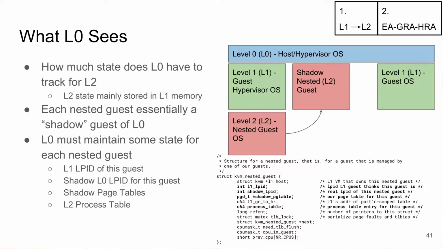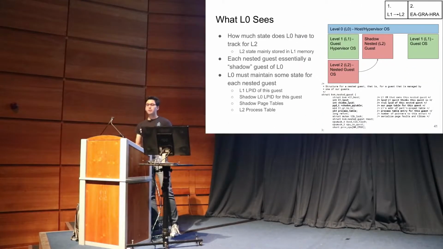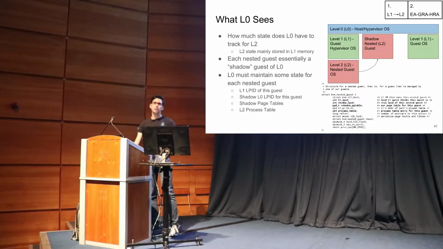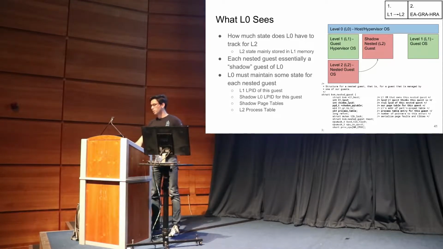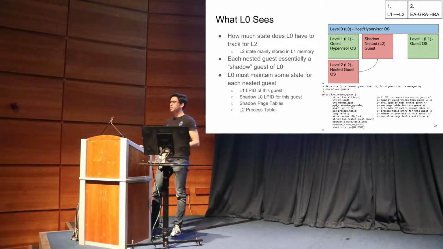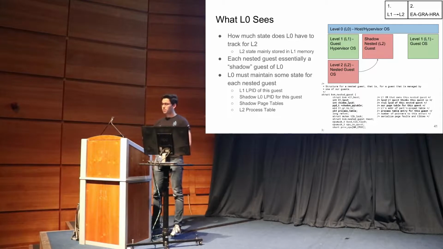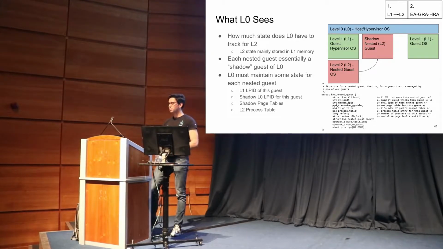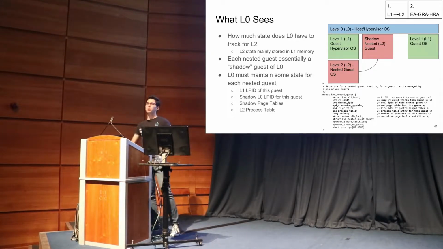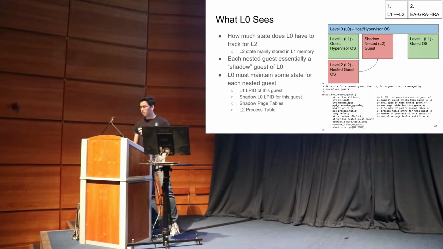So how much is level 0 actually seeing here? How much state does it need to track for this level 2 guest? Like I said, most of level 2 state is actually just saved in level 1 memory. Well, each of these nested guests essentially becomes a shadow guest of the level 0 hypervisor, with some amount of state needed to be maintained. We need to know the level 1 LPID used for this guest. We need to allocate our own level 0 LPID. We need to maintain some shadow page tables, and we need to know where the level 2 process table is. Now don't mind if those don't make sense right now, I'll explain them in a second.